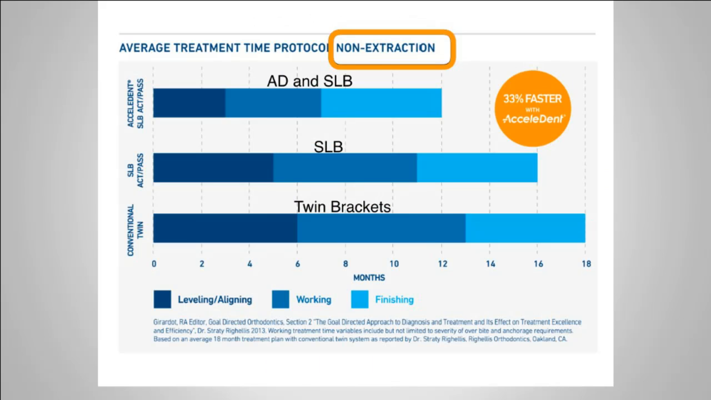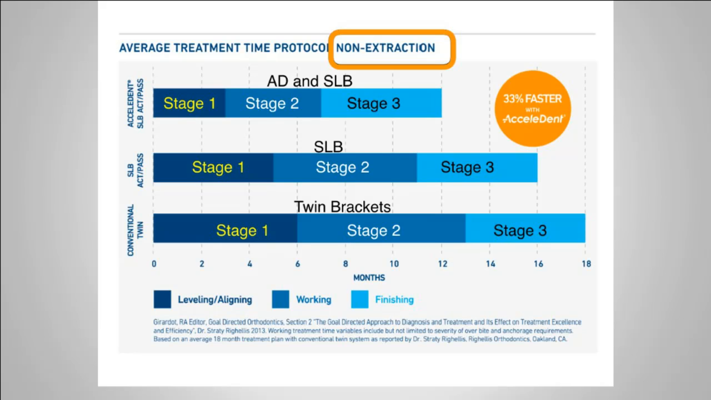So on my non-extraction cases, if you looked at the previous studies that I had been showing you, twin brackets, cohort studies 1 and 2, at stages 1, 2, and 3 that you see. Then we switched to the SLB, or the self-ligation brackets, and we got stage 1 even shorter, stage 2 a little shorter, and stage 3 about the same. And with accelerated tooth movement, specifically low pulsatile forces, stage 1 became even shorter, stage 2 became shorter, and we're finishing about 33% faster with Excelodent.